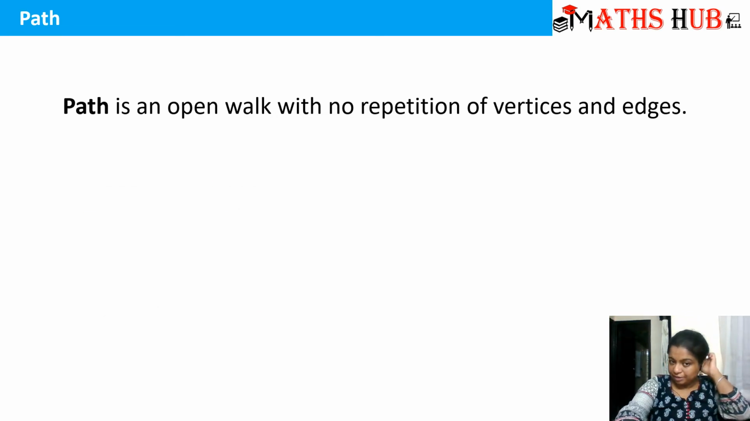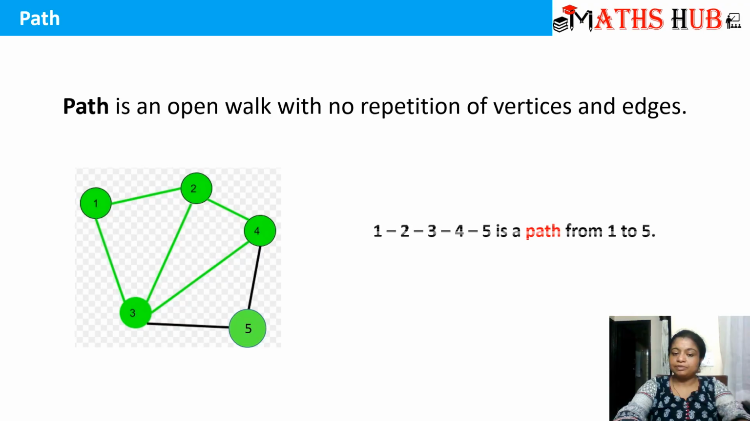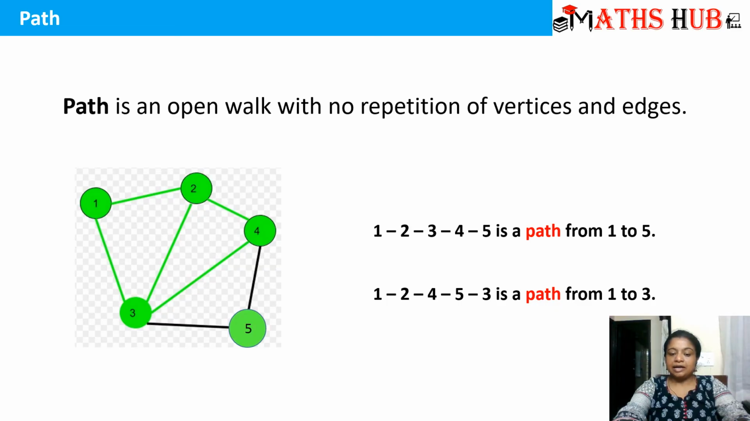Both cannot repeat. So in the same example, if I have to describe a path from vertex 1 to vertex 5, it will be from 1 to 2, then 2 to 3, then 3 to 4 and 4 to 5. So you can see none of the vertices nor the edges are getting repeated, right? Again, if I want to choose a path from 1 to 3, I can say it is 1 to 2, 2 to 4, 4 to 5, 5 to 3. You can also choose some other paths, right? Okay.